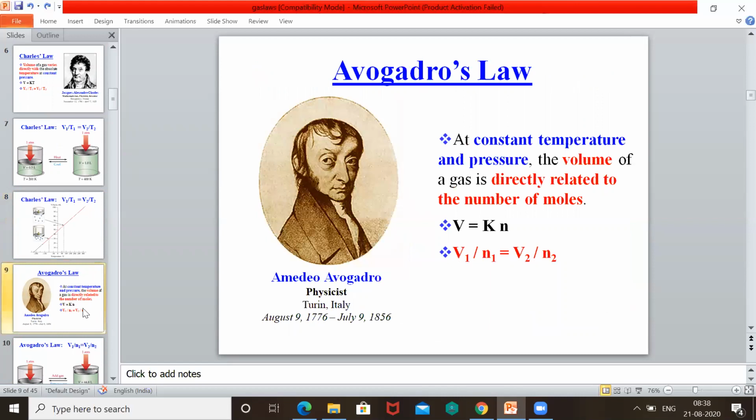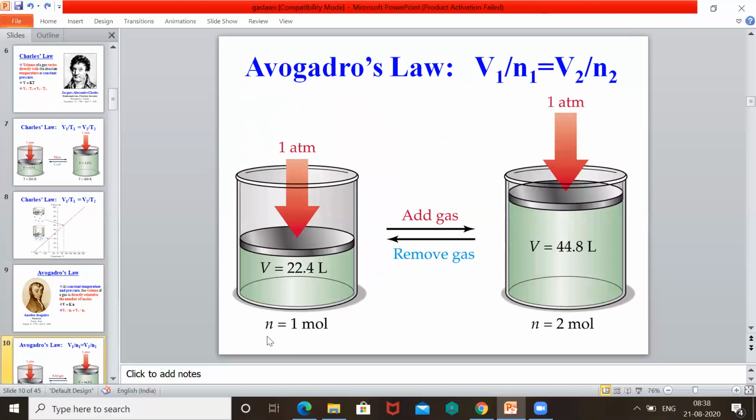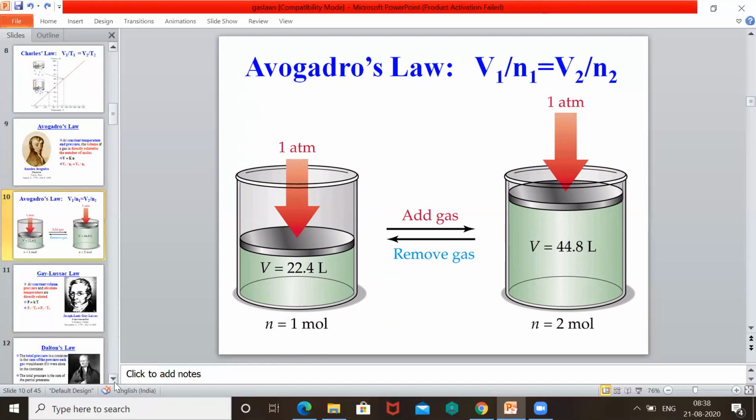Next, you have another basic law that is called Avogadro's law. Volume is directly proportional to number of moles or number of molecules. If number of moles are more, that means quantity is more. So quantity of a gas is measured in moles. That is Avogadro's law. See here, for 1 mole, we have 22.4 liters, that is STP. We add gas, volume is doubled, number of moles are doubled.